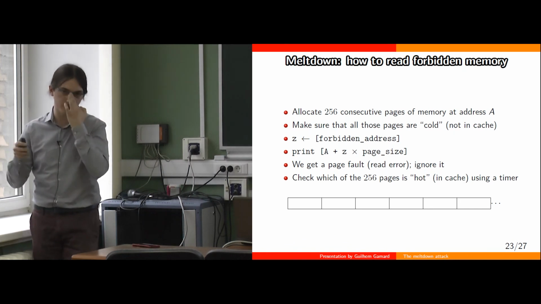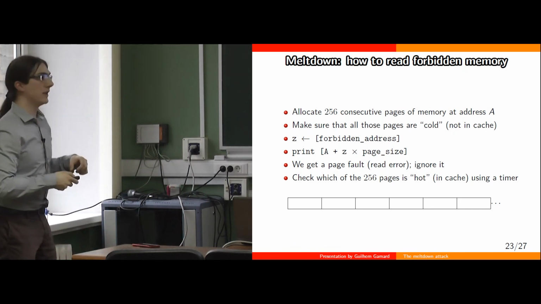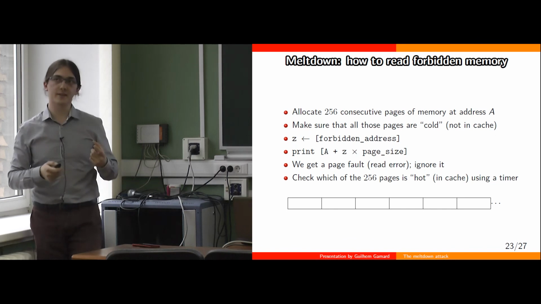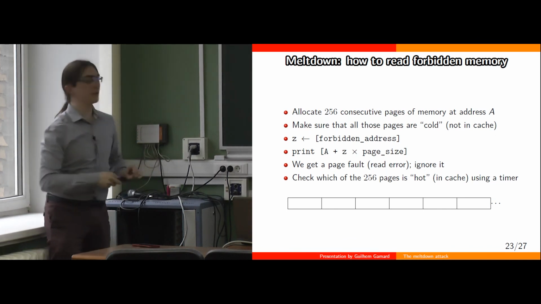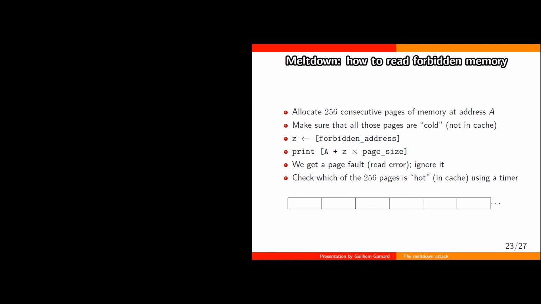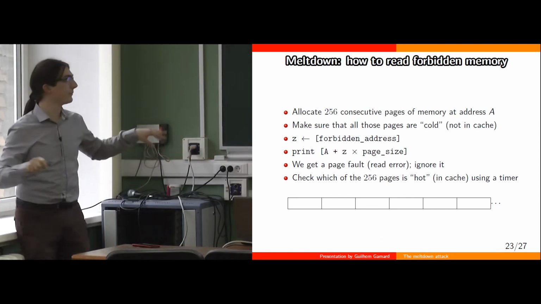Yes, for simplicity, assuming that we're working on a page level, the caches are not quite working at the page level, but this will be good enough. So now we have 256 pages. They are all cold. None of them is in the cache.